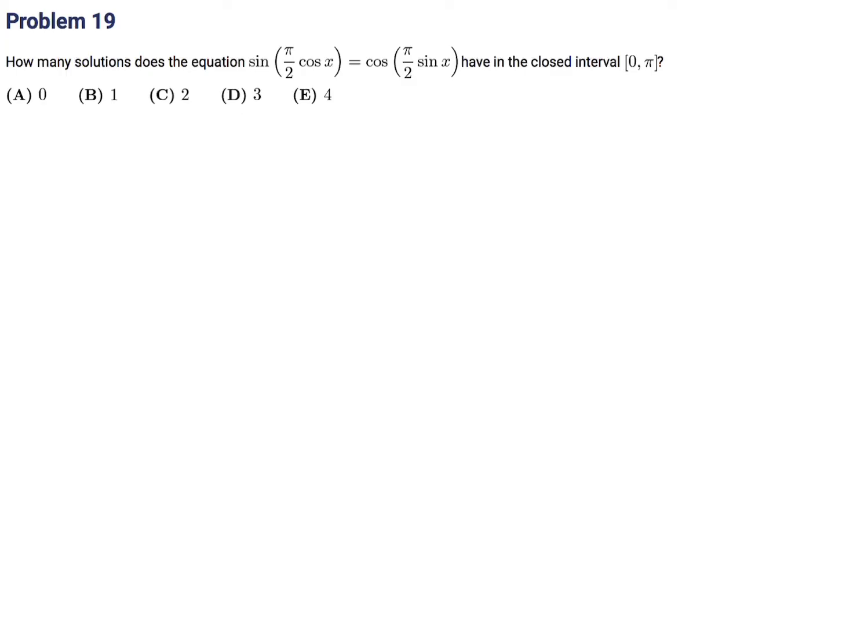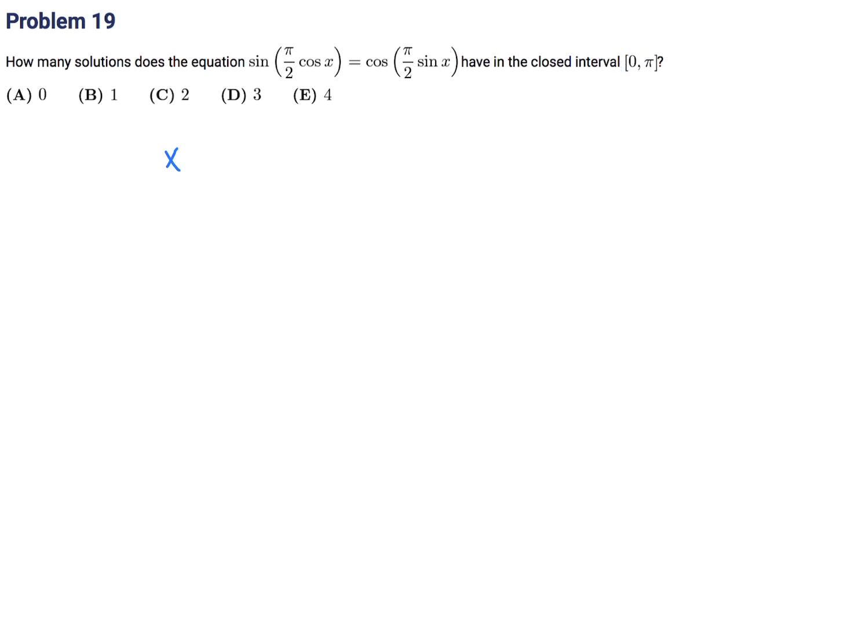How many solutions does the equation sine of pi over 2 cos x equals cos of pi over 2 sine x have in the closed interval 0 to pi? Well, I think the best thing to do is just to make a very rough plot. To make a rough plot, we will just need a few points. Now we have to do them within that interval 0 to pi.